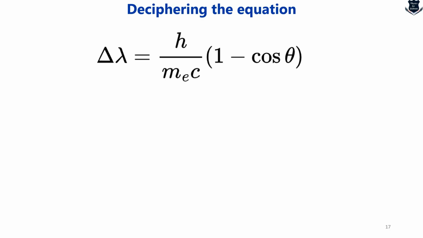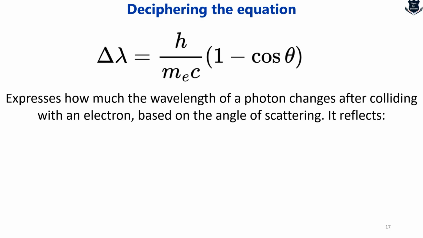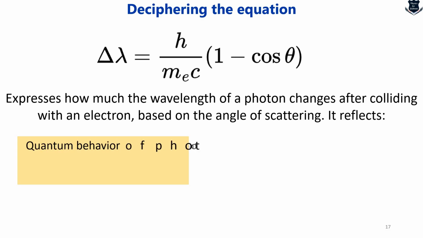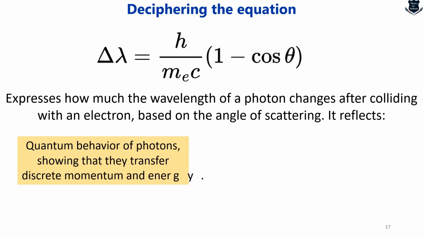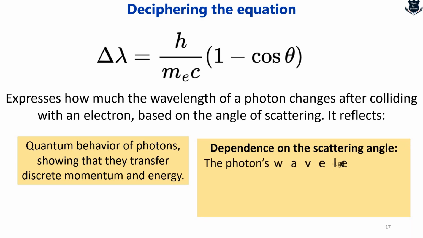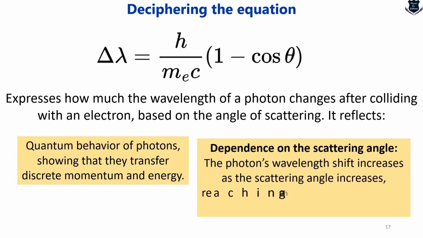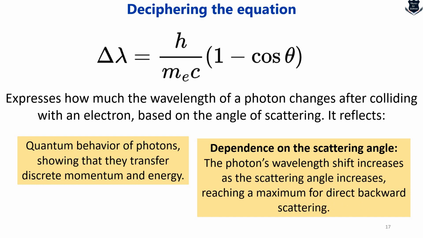From here we can summarize that it expresses how much the wavelength of a photon changes after colliding with an electron, based on its scattering. It reflects two things. One is quantum mechanical behavior: it shows that they transfer discrete momentum and energy, not continuous as thought by classical physics. The other is that it depends upon the scattering angle. The photon's wavelength shift increases as the scattering angle increases, reaching a maximum for backward scattering. So this is how we decipher the components of the equation one by one.